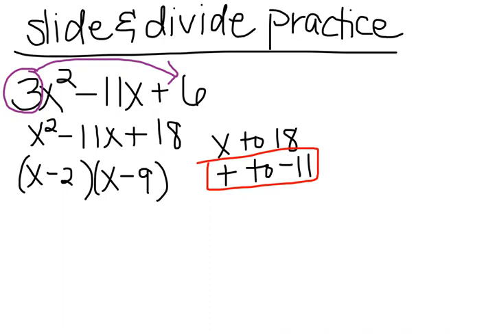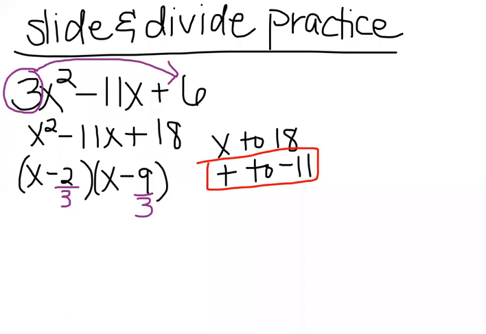All right, now the rule for slide and divide is, once you've slid the number in the beginning, you have to divide that number in the end as well. We're going to divide by 3. And what we're going to notice is that the division does not work for 2 over 3. That's going to give us a fraction.